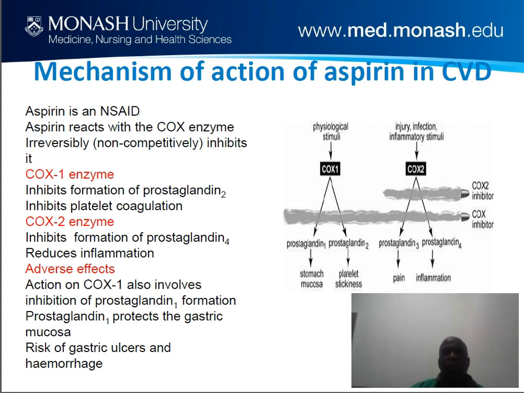Okay. Now, this kind of effect of aspirin also has adverse effects. For example, action on COX-1 also involves inhibition of prostaglandin 1 formation. Prostaglandin 1 protects the gastric mucosa, which means the lining of the stomach and the intestine. Which means if you block such kind of enzyme, the gastric mucosa will suffer. There's a risk of gastric ulcers and hemorrhage. It's important to know about these side effects.